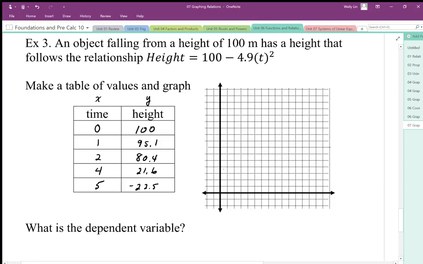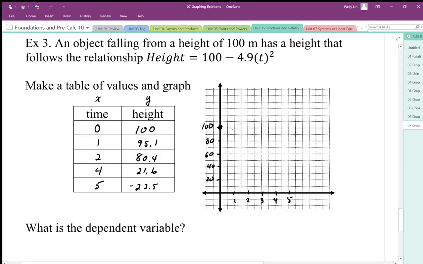So I'm going to scale my axes here. I need to fit 100 meters into here. So I'm going to go maybe 10, 20, 30, 40, 50, 60, 70, 80. Oh, that doesn't quite fit. So I'm going to go up by 20: 20, 40, 60, 80, 100. So there's my 100 meters here, and there's my starting point. Then I'm going to scale my axis here: after 1 second, 2 seconds, 3 seconds, 4 seconds, 5 seconds.